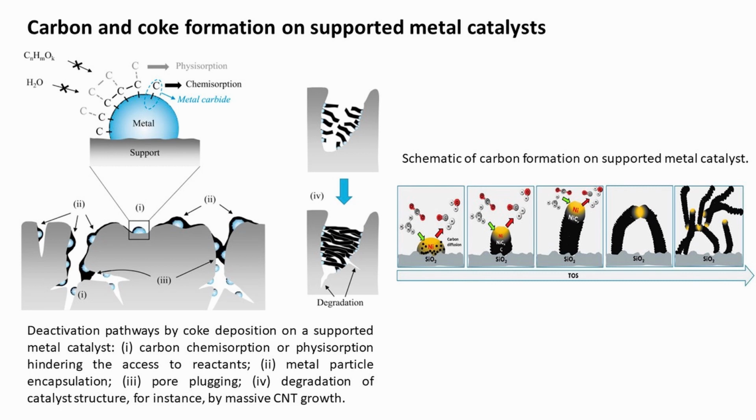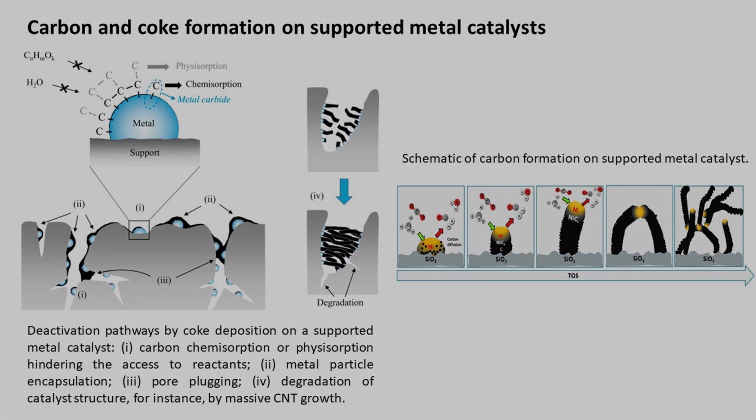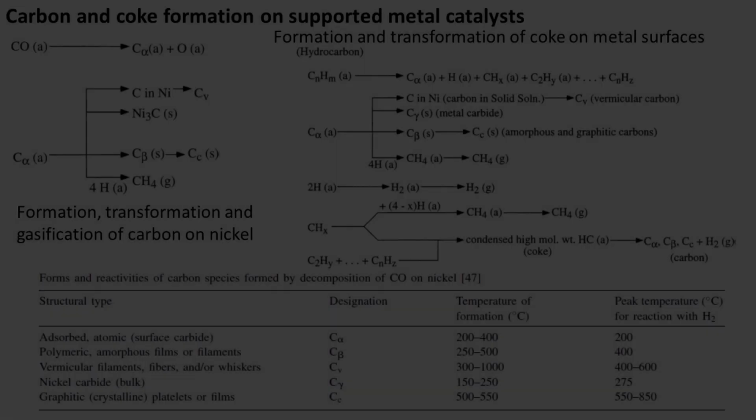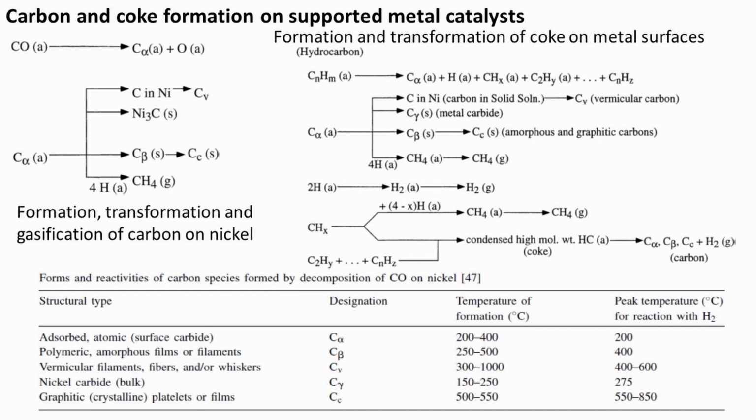Mechanism of carbon deposition and coke formation on metal catalysts from carbon monoxide and hydrocarbons are illustrated in the diagrams. Different kinds of carbon and coke, which vary in morphology and reactivity, are formed in these reactions. For example, CO dissociation on metals forms alpha carbon and adsorbed atomic carbon. Alpha carbon can react to beta carbon and polymeric carbon film.